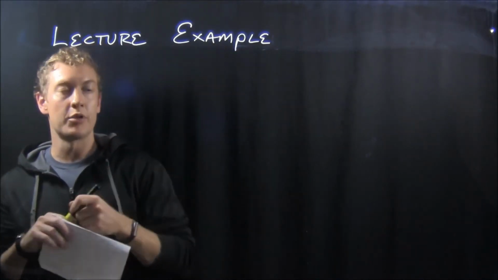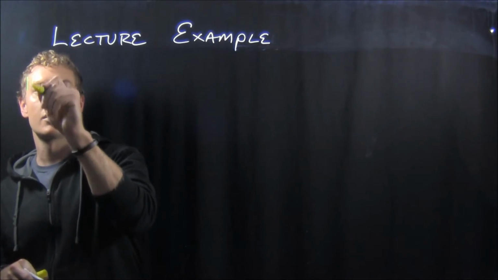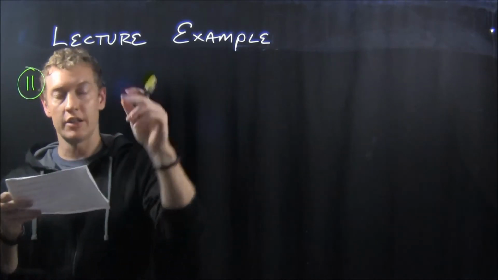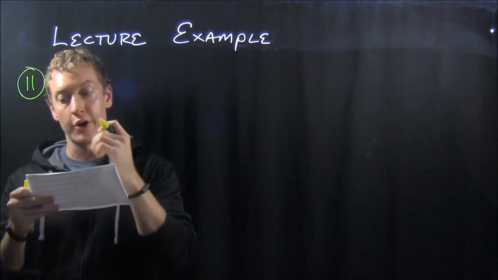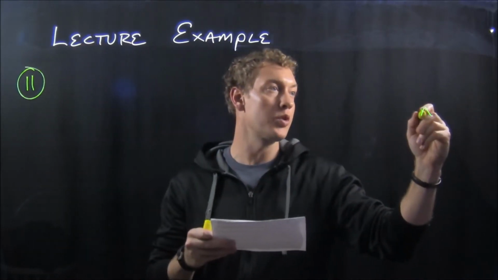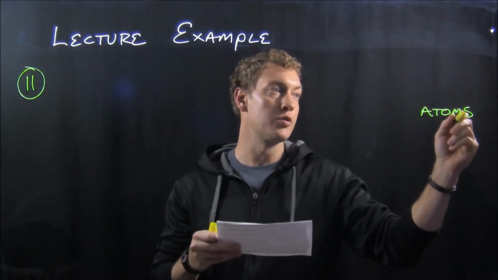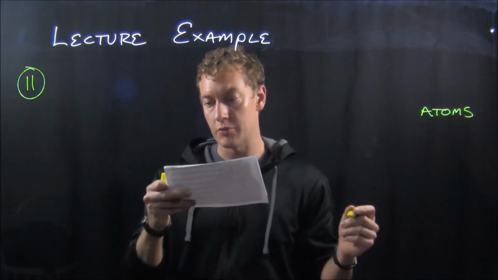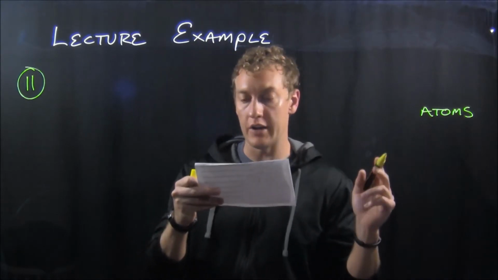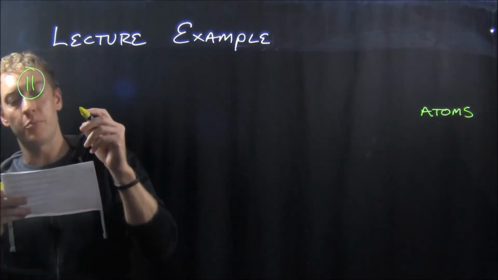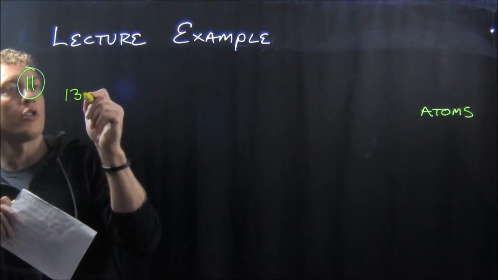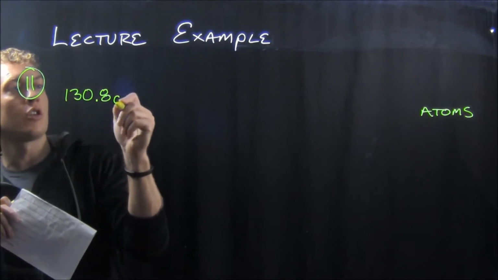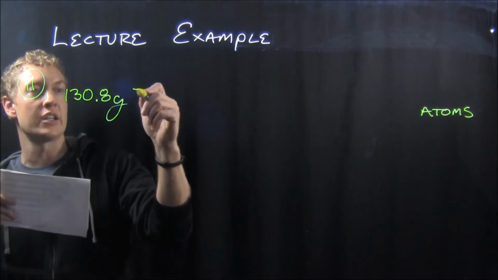Let's see, number 11 in the lecture examples wants to know how many atoms. So we will stop when we get to number of atoms. You would have, if there were 130.8 grams of zinc.